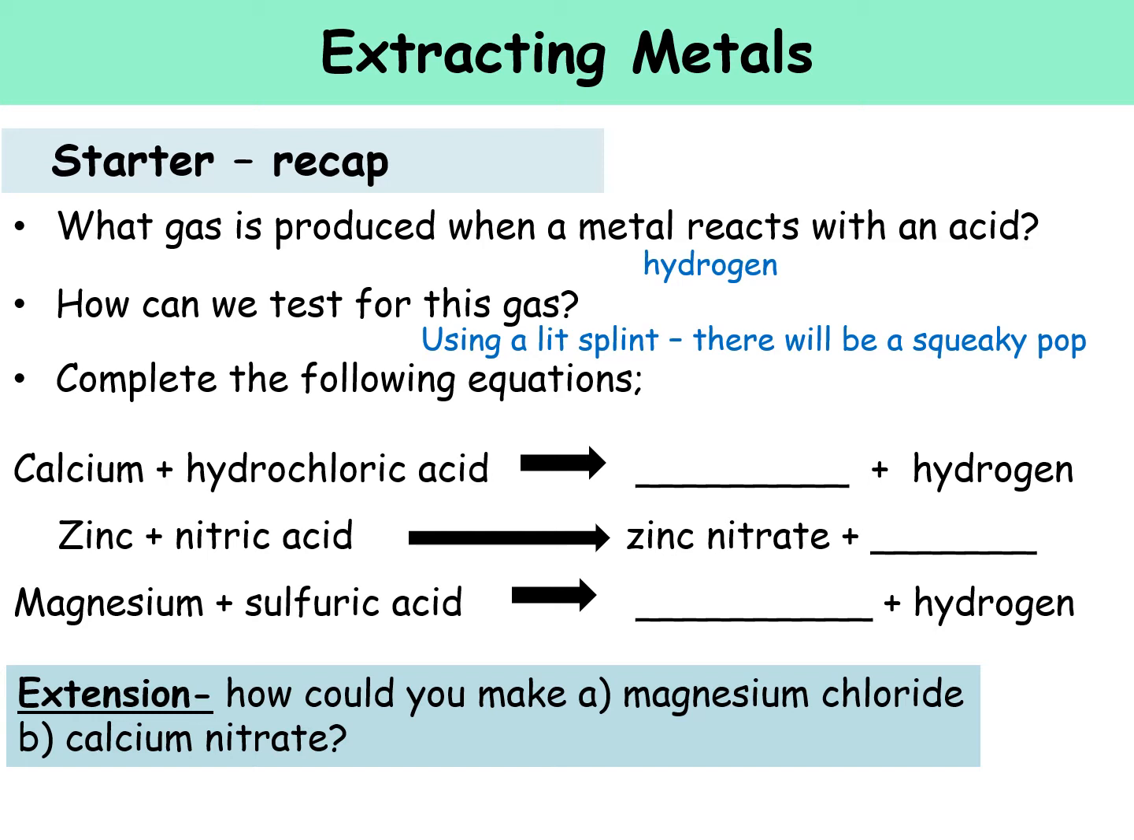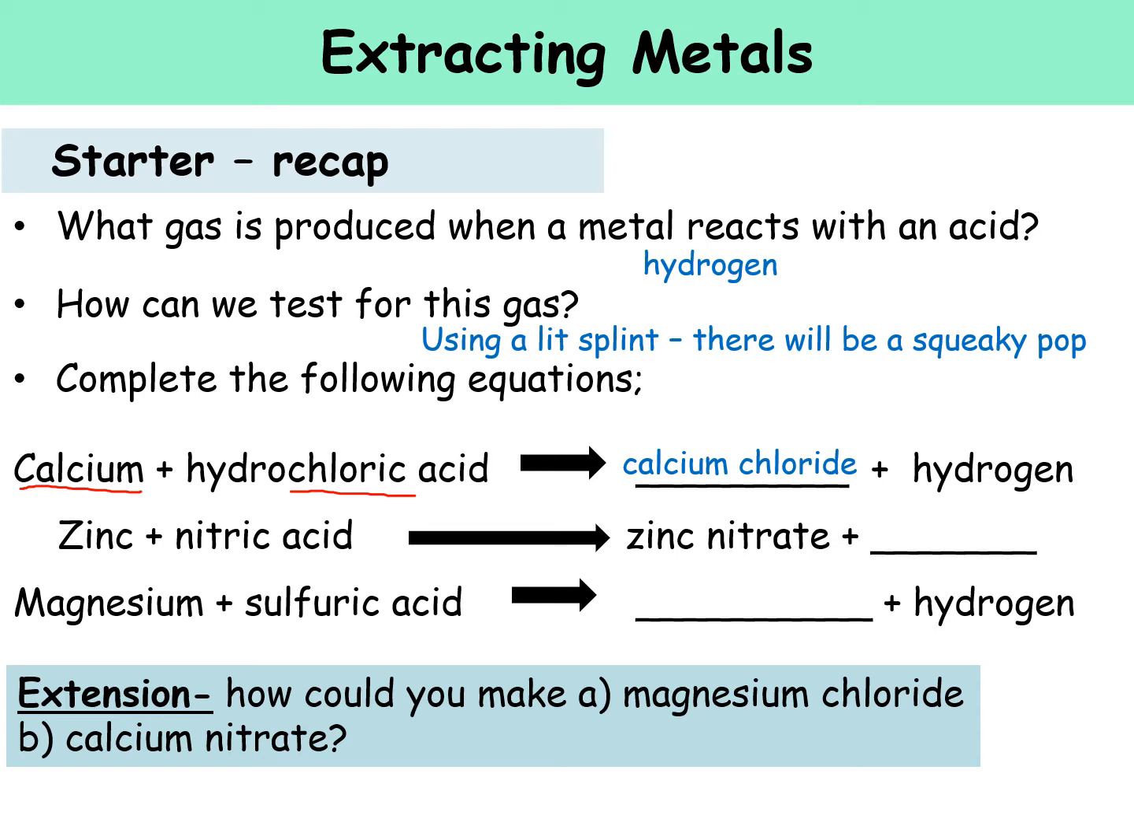The equations, if we've got calcium reacting with hydrochloric acid, now this is where we said we had a salt plus hydrogen, and the name of the salt had two parts. It's a bit like we have a first name and a surname. The first part of the salt name comes from the metal, so it's going to be calcium, and the second part comes from the acid. In this case, because it's hydrochloric acid, it will be calcium chloride.